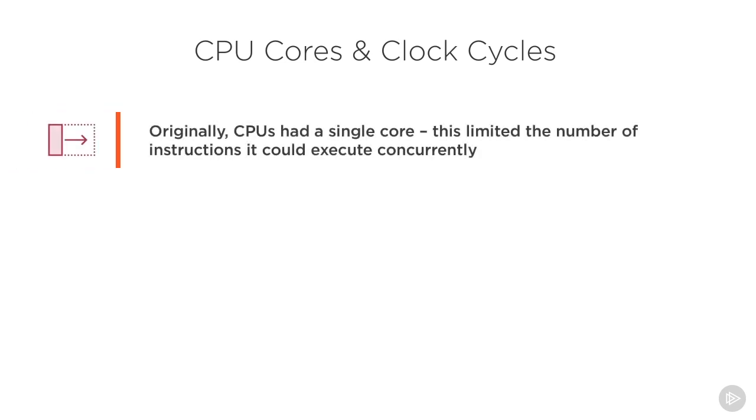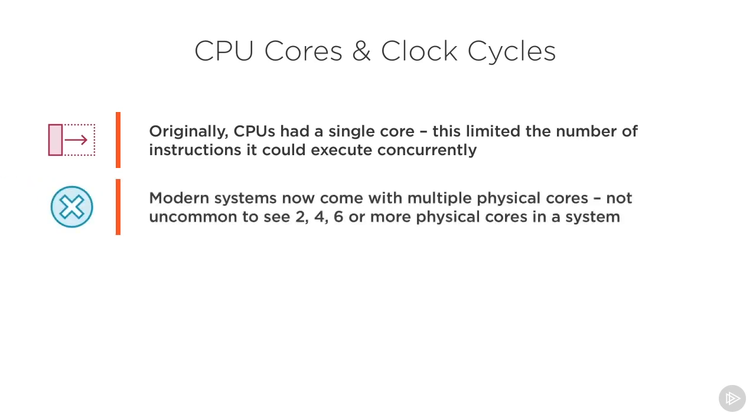It is actually the CPU core that is responsible for this. Originally, CPUs had just a single core, and this limited performance, as it could only execute a single instruction at a time. With modern CPU architecture, now systems come with multiple physical cores, and it's not uncommon to see 2, 4, 6, or even more physical cores in a system.